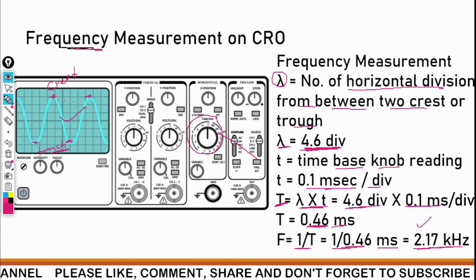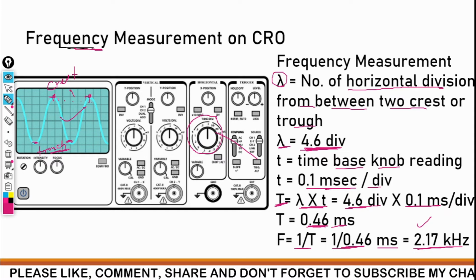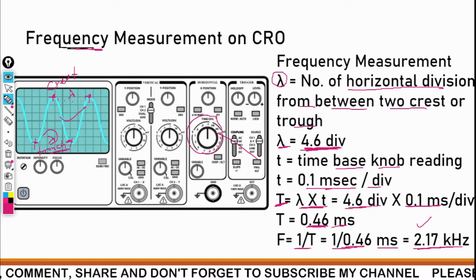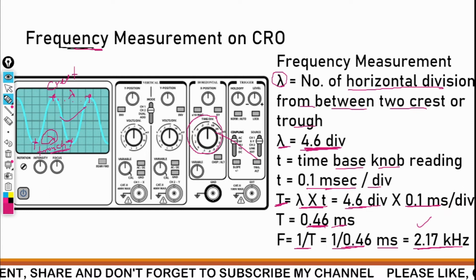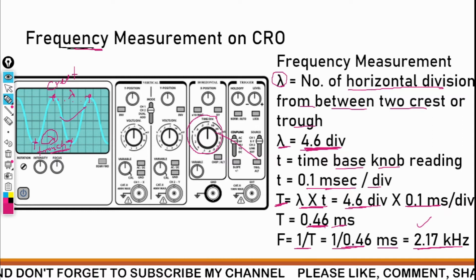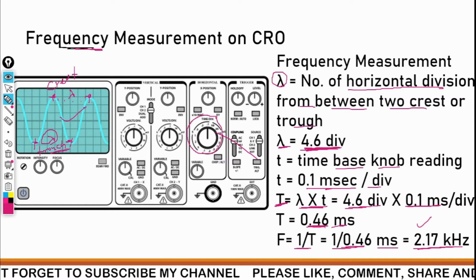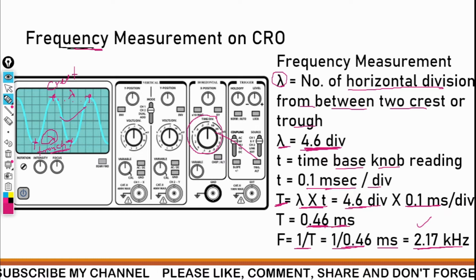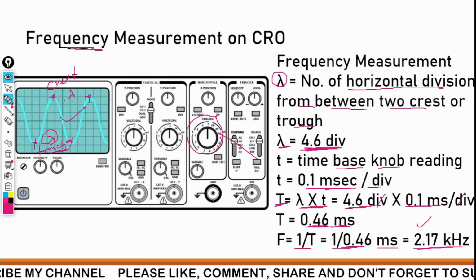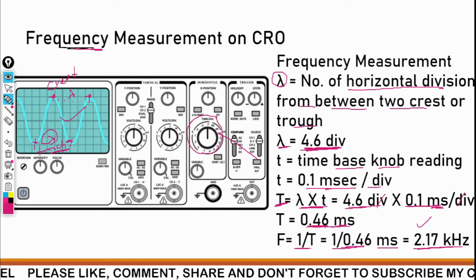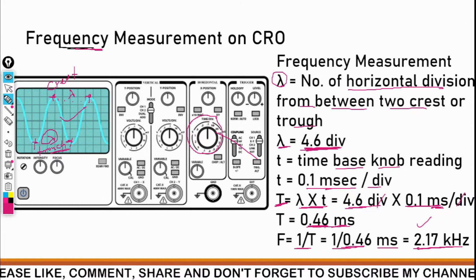So how is it calculated? Measure the distance between two crests, or between two troughs, which is considered lambda. Then take the time base knob and multiply that by lambda. So lambda into t is called capital T. Capital T will come in millisecond, because the division will get cancelled, so we have a reading in millisecond. So we are getting a time period. Then f is equal to 1 upon T, which gives the frequency.